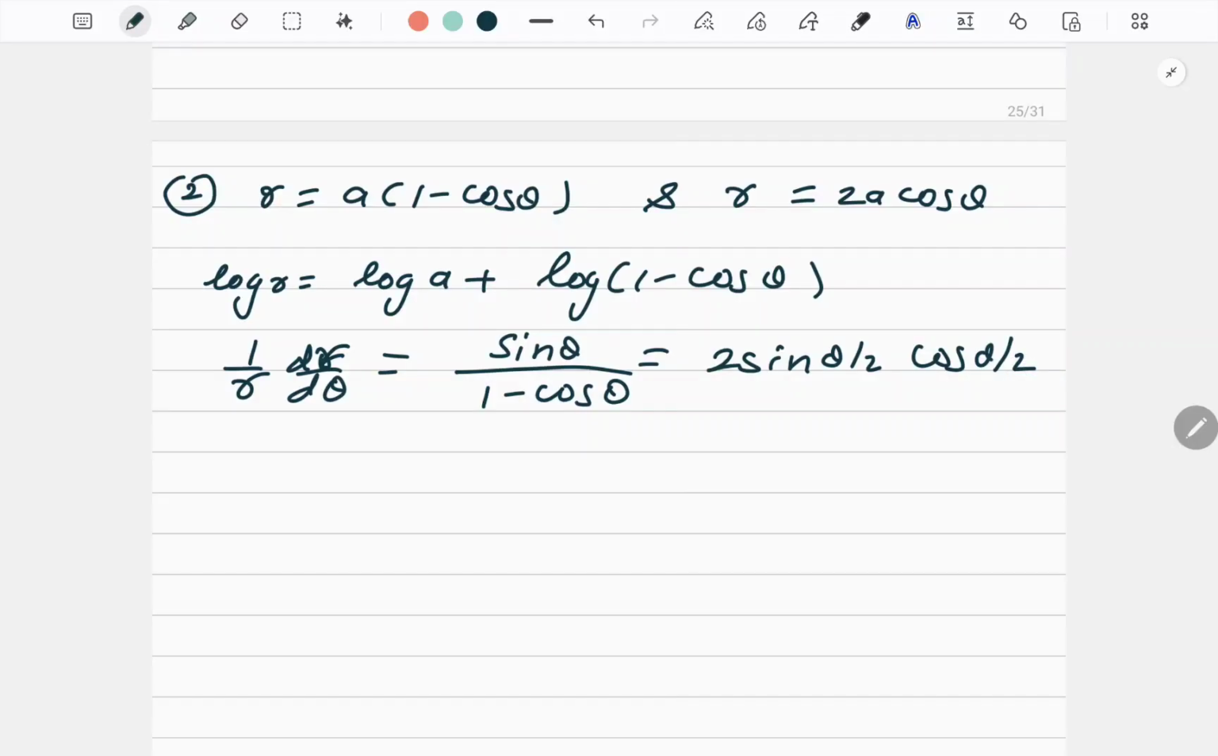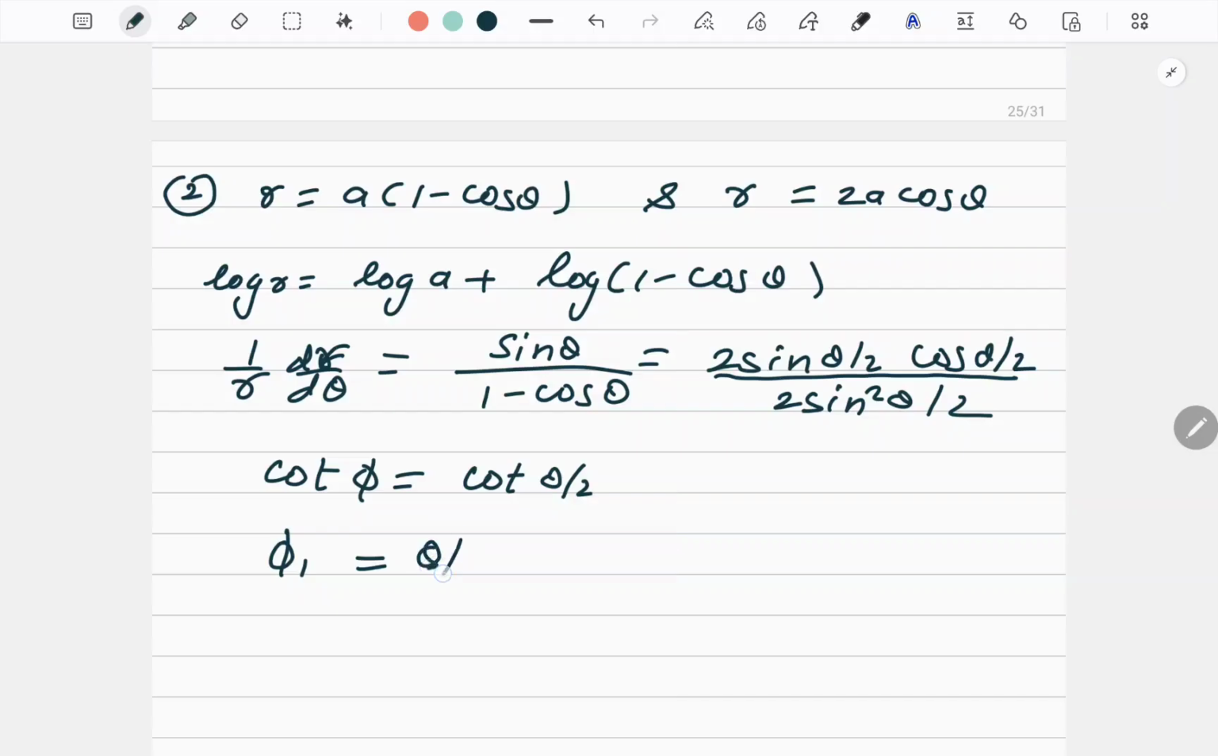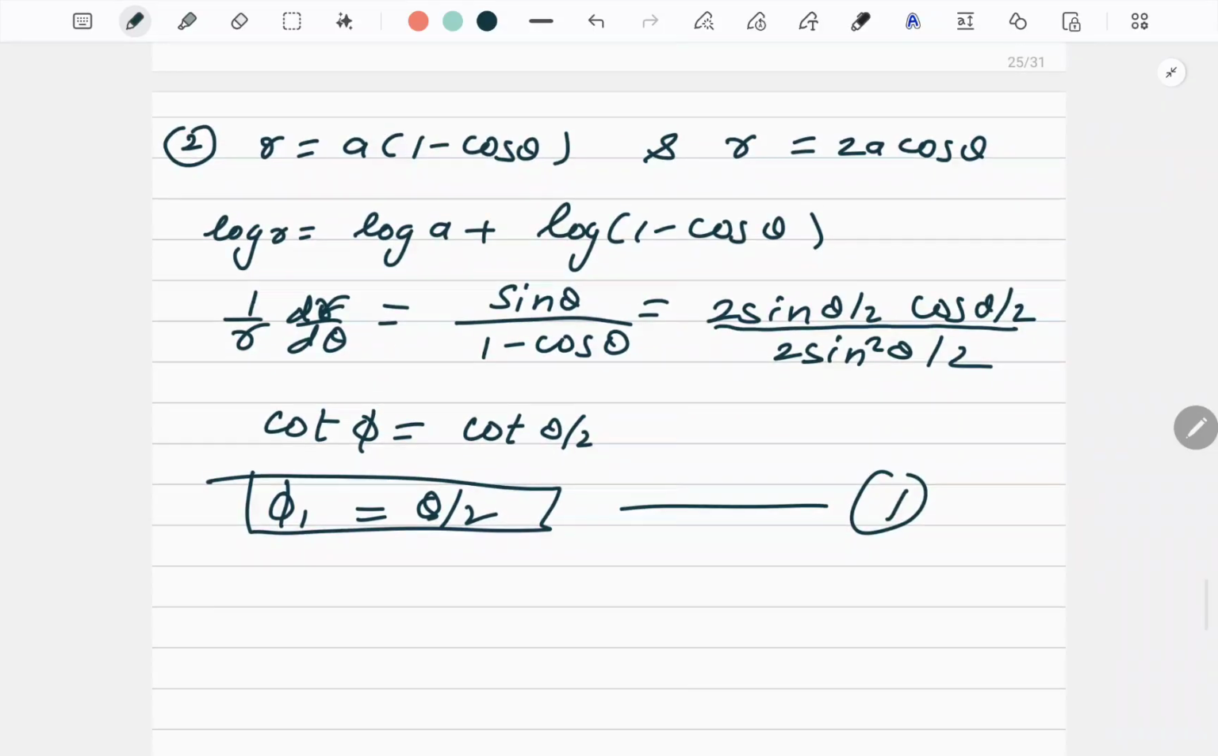In orthogonal, it was not required to convert. Now it is required because I need specifically the phi value, okay? Upon 1 minus cos theta, which is 2 sin square theta by 2. Correct? So cot phi is equal to, 2 cancel, sin cancel, so cot of theta by 2, which implies phi 1 is equal to theta by 2. So this is my equation number 1. Go to the next curve.